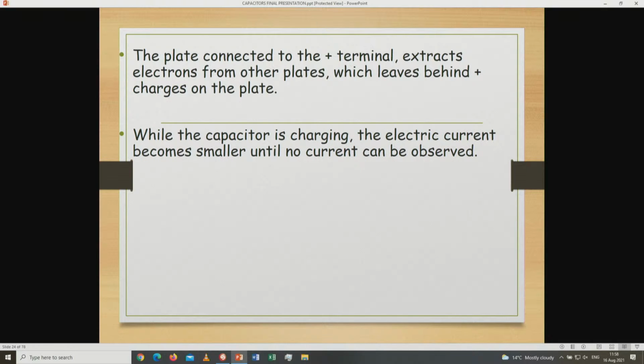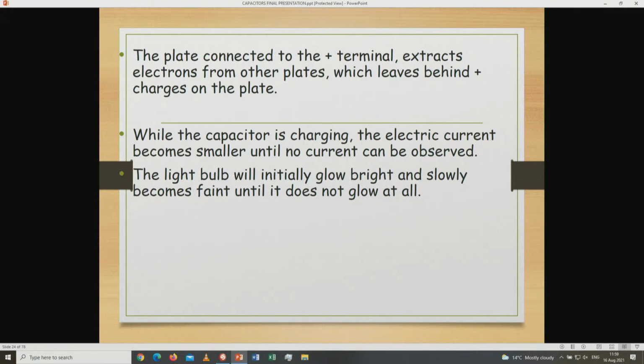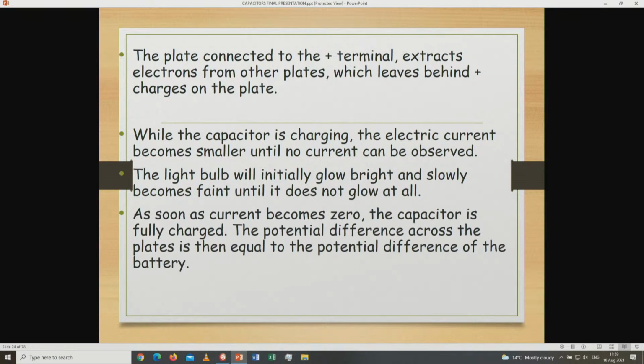While a capacitor is charging, the electric current becomes smaller until no current can be observed in the circuit. Current equals 0 now. When the capacitors are fully charged, there's no more movement of electrons. The light bulb will initially glow bright and slowly become faint until it does not glow anymore, since the current equals 0 after the capacitors are fully charged. As soon as the current becomes 0, the capacitor is fully charged.